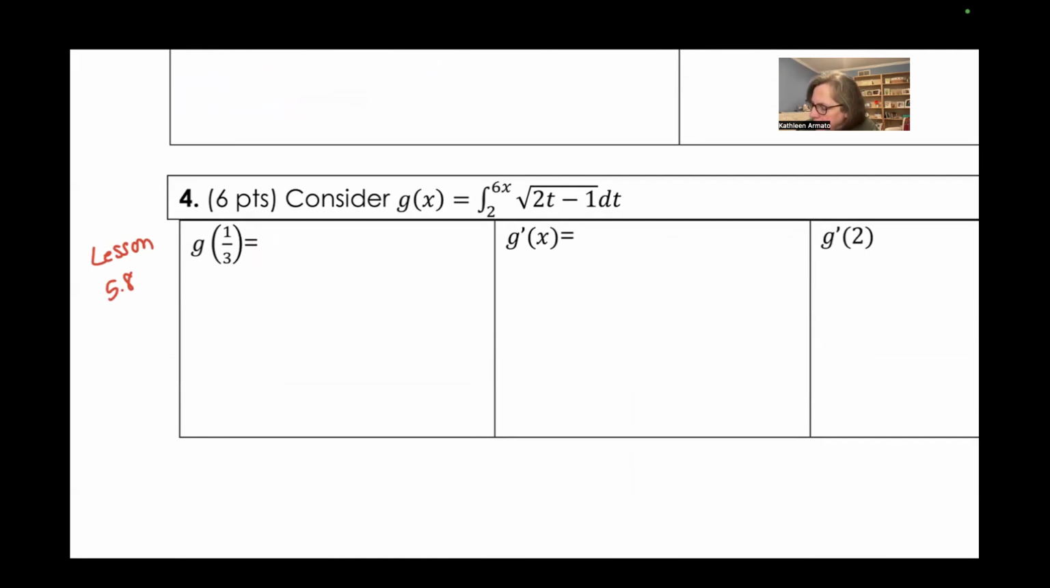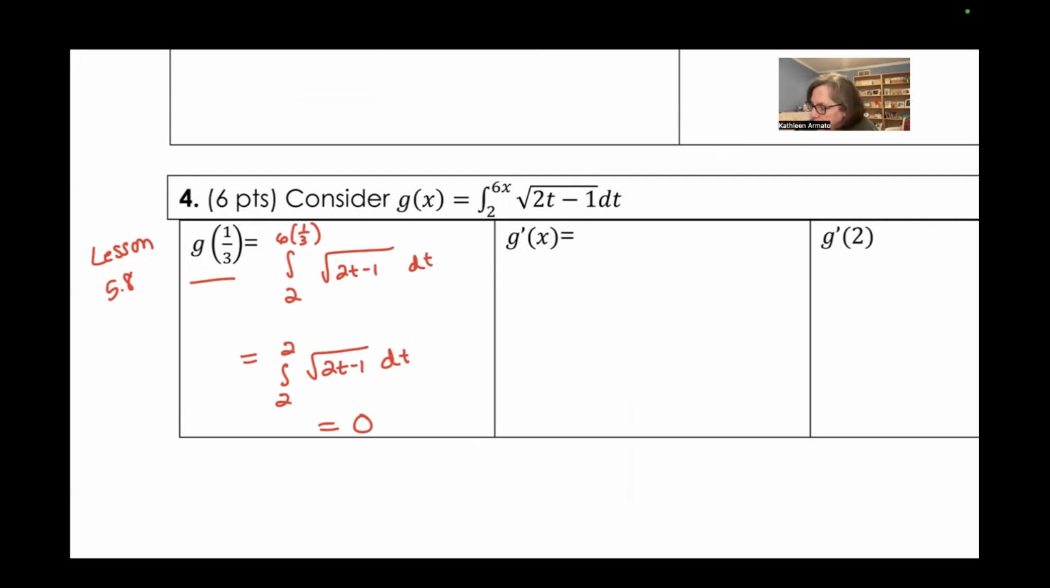G of x is equal to the integral from 2 to 6x. So g of 1/3 would be the integral from 2 to 6 times 1/3 of the square root of 2t minus 1 dt. But 6 times 1/3 is 2. So it's the integral from 2 to 2 of the square root of 2t minus 1 dt. Anytime your upper and lower limits of integration are the same, the answer is just 0, because remember, that's just a line. So there's no real area.